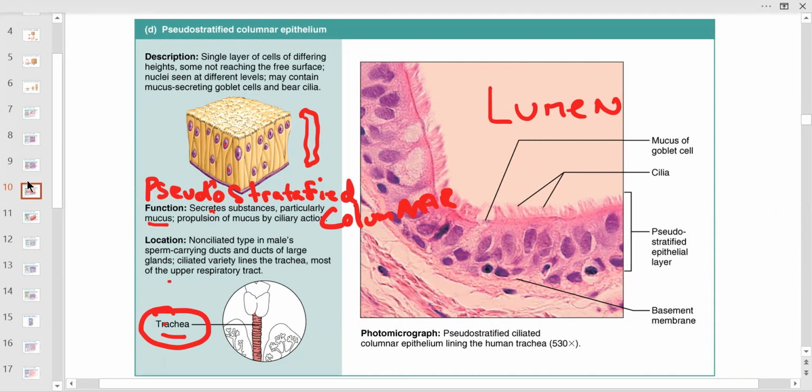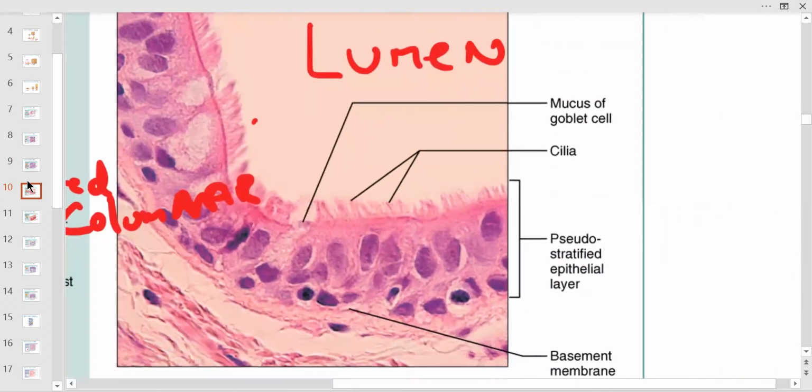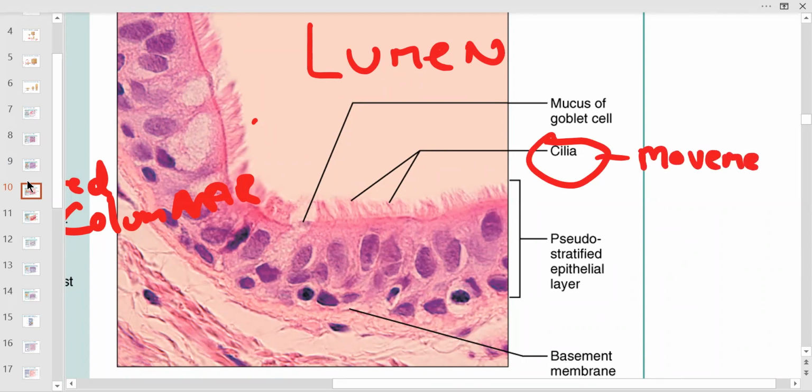So not only is it pseudo-stratified columnar, but it also has cilia on it. So cilia is not for absorption. Cilia is for moving mucus or moving anything. So it's not moving the cell like a flagella. Flagella is a tail. It's moving the mucus.